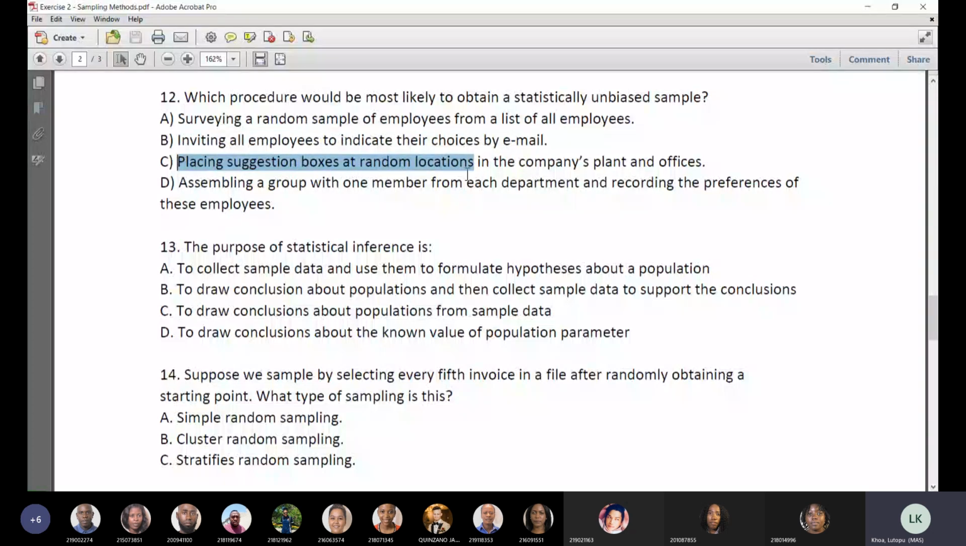at random locations. Now these suggestion boxes are usually filled in by people who have something to say. So they're angry, or yeah, so probably not. And then assembling a group of 1 member from each department and recording the preferences of these employees. Okay, this one is closer, but I believe A here, surveying a random sample of employees from a list of all employees, would give you the best chance of not having any bias. Okay, then number 13.